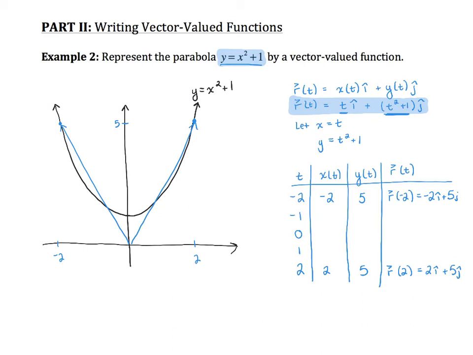Okay, and so when t is -1, x is -1, and y is 2. So our vector at -1 is -1 i hat plus 2 j hat. So here's -1, and then maybe here-ish is 2. All right, so here is our vector. So this vector, just to bring it on home here, this is r of -1.